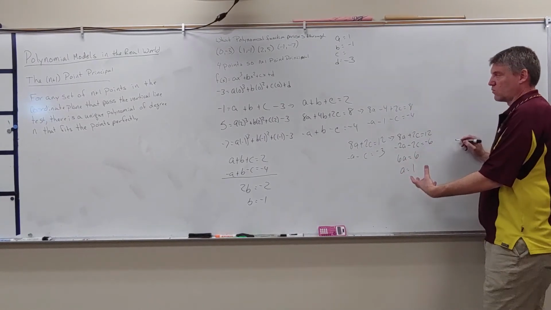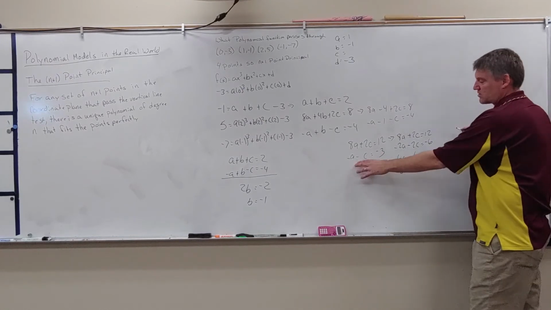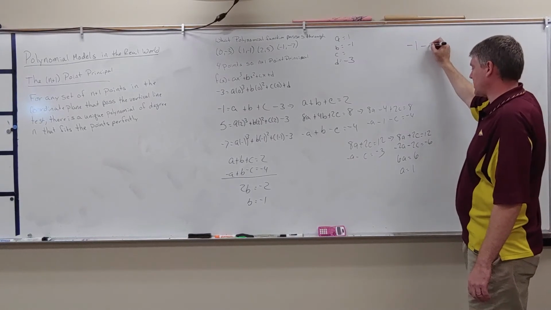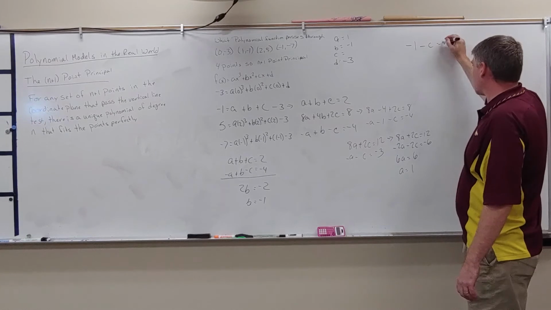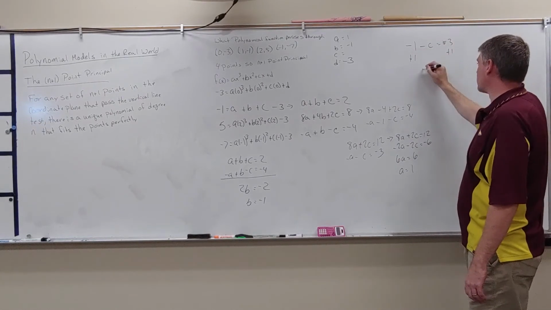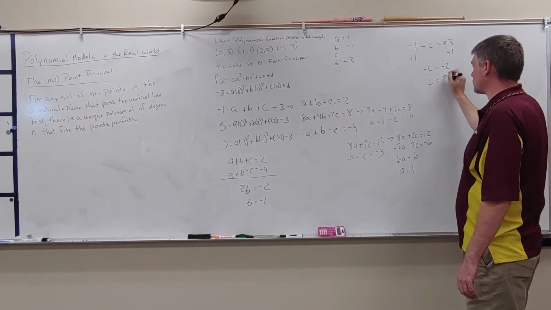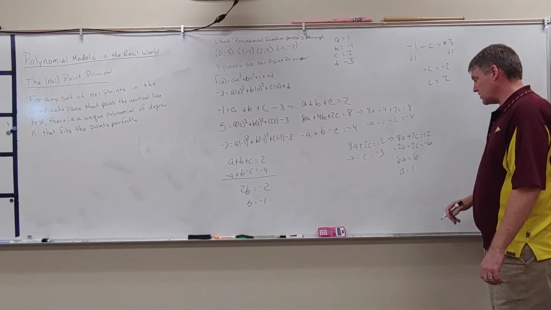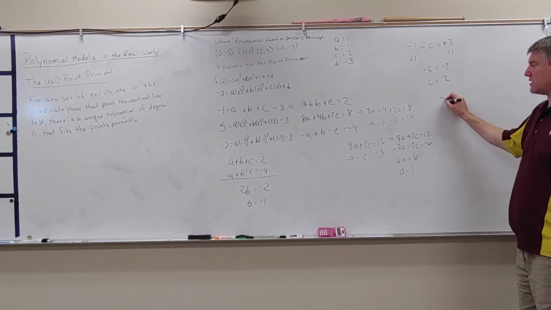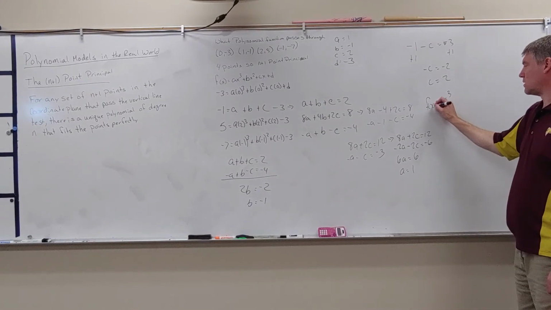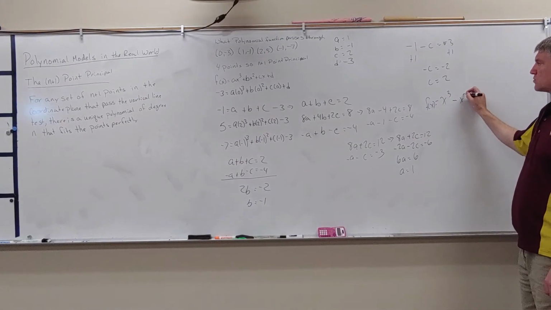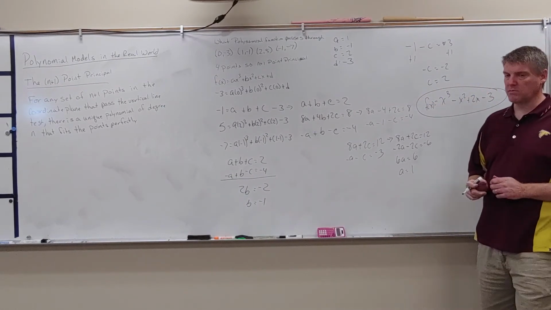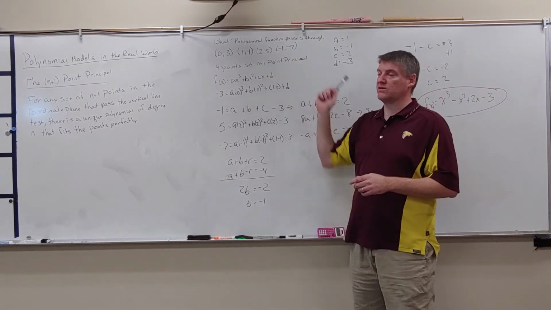Okay. Now I need to work back to c. So I can just go here. I have negative a, which is 1, so negative 1 minus c equals negative 3. Add my 1 over, negative c equals negative 2, or c equals 2. There's that. Now I can write my equation. Okay. So my equation is going to be x cubed minus x squared plus 2x minus 3.